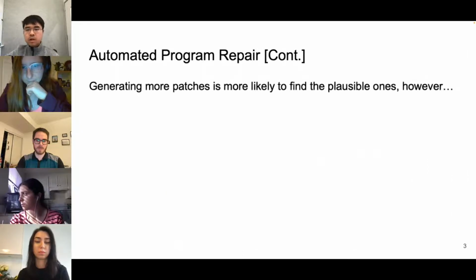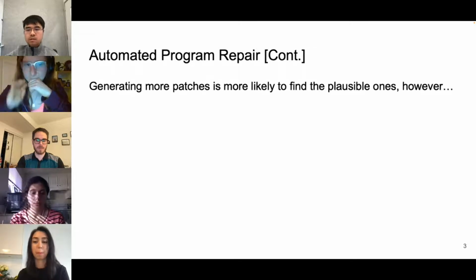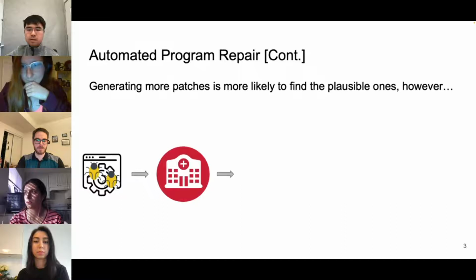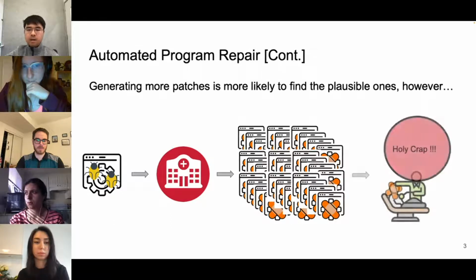So intuitively, generating more patches is more likely to find the plausible ones. However, it will increase the validation cost, which hurts the system's effectiveness and efficiency. So in this diagram, the patch generator generates tons of patch candidates, which gives the validator a big headache.